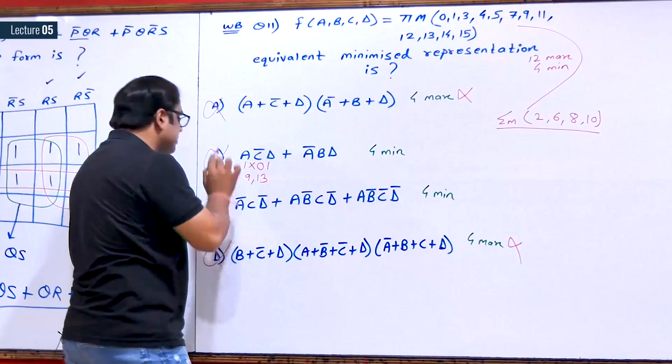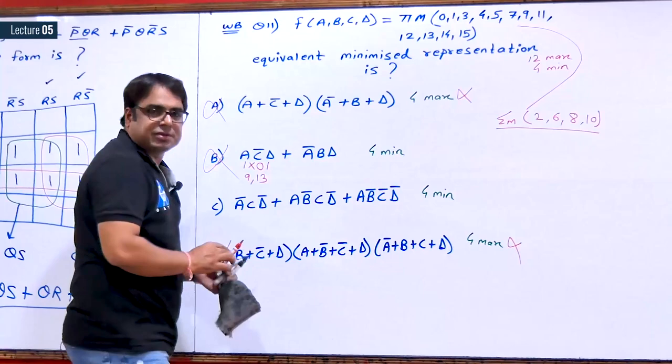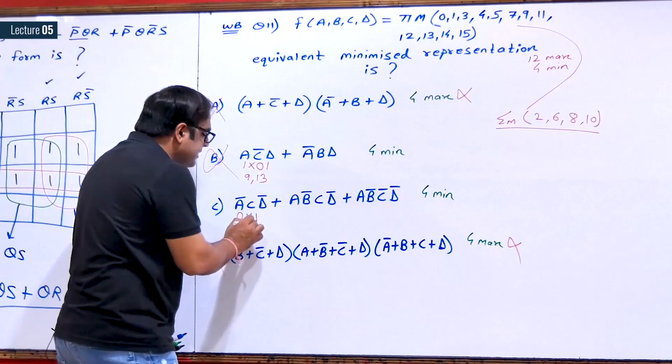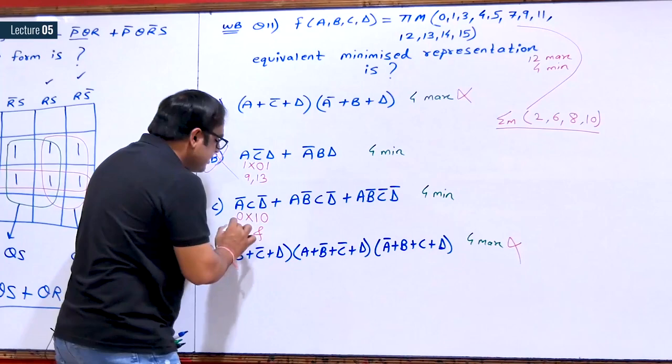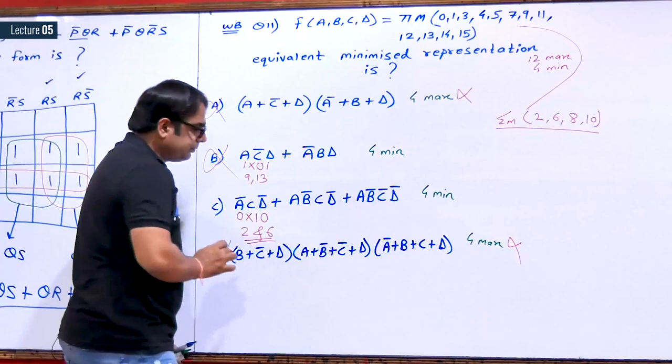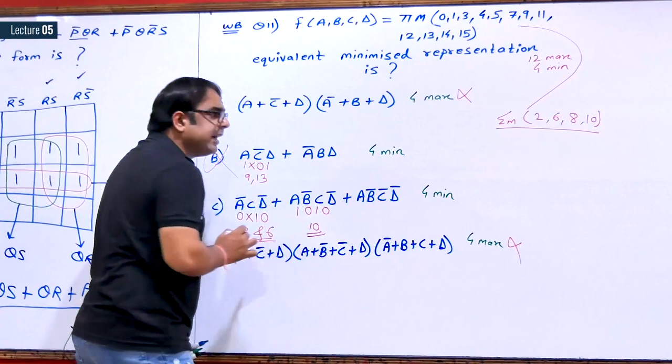But let me check it. A is equal to 0, B is not given, C is equal to 1, D is equal to 0. 0010 is 2. 0110 is 6. 2 and 6, it is matching till now. 1010, it is 10. It is again matching till now.